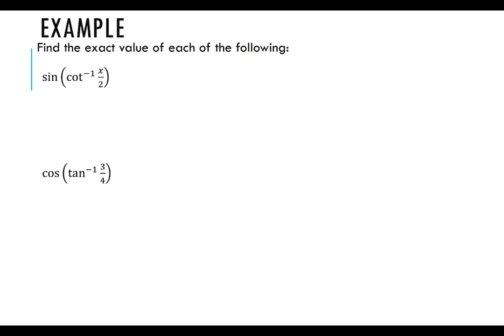Sine of cotangent inverse of x over 2. Well, the trick here is a couple things. First off, let's remind ourselves of the cotangent of theta definition. Using the unit circle, cotangent of theta was equal to x divided by y. Also remember that if I have a statement, cotangent inverse of x over 2, what does that really mean? Well, that really means that cotangent of some theta is equal to x over 2.